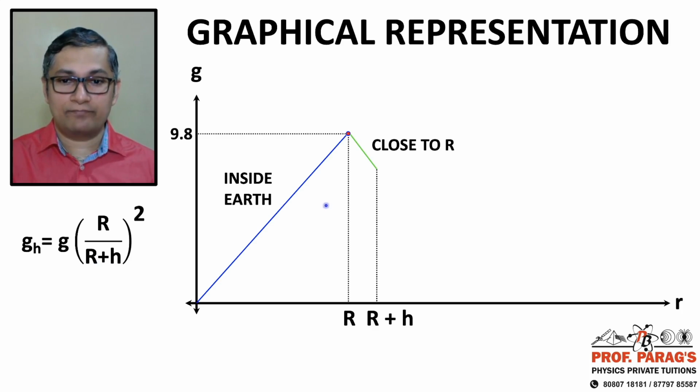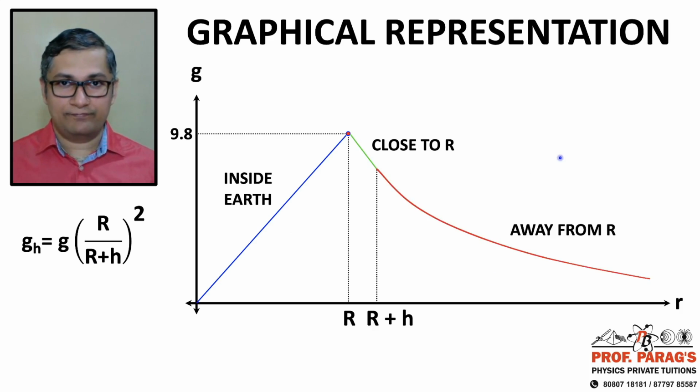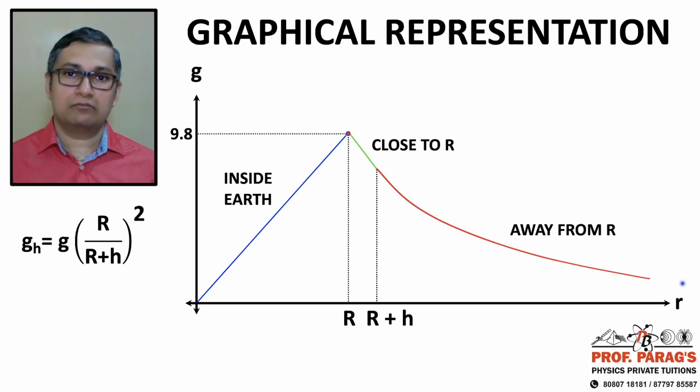So from this point where this green line ends, it's not going to continue in a straight line. Far away from the surface of Earth, it's going to become a curve. Eventually it keeps on reducing, and if you are very far away and out of the Earth's gravitational field, then it may even become zero. At infinity, practically speaking, it will become zero. So this is a very important graph to understand all the variations of small g, especially with depth and height.